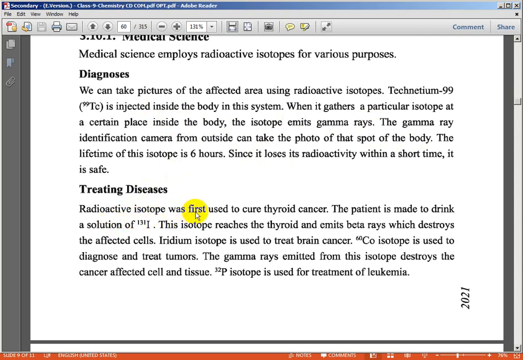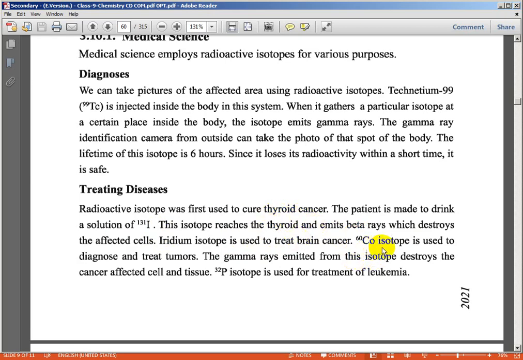Radioactive isotope was first used to cure thyroid cancer. The patient is made to drink a solution of iodine 131. This isotope reaches the thyroid and emits beta rays, which destroy the affected cells. Iridium isotope is used to treat brain cancer. Iodine isotope is used for thyroid cancer.